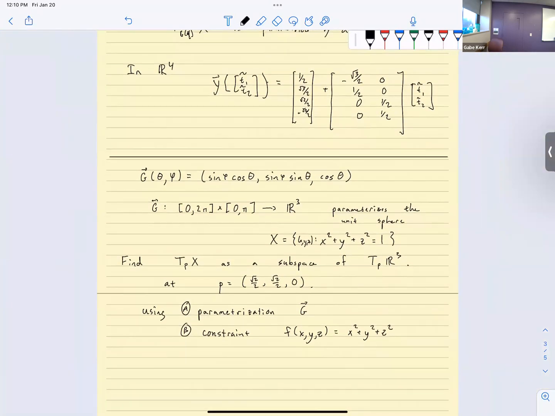Yeah, we're now in R3, so this is a subspace of R3. The torus was a warm up that I was preparing for you. This is a sphere in R3. You're implicit.